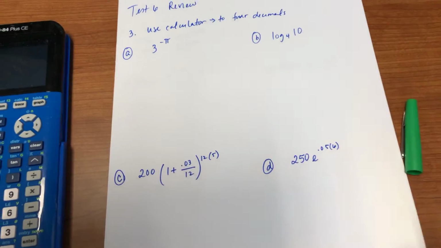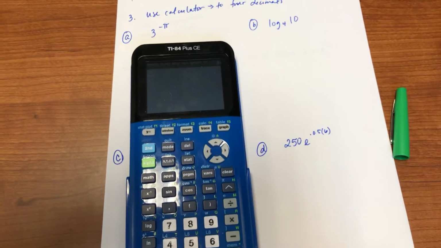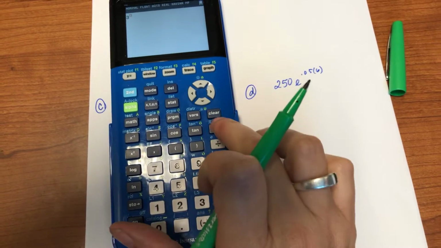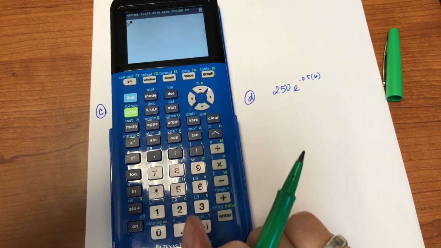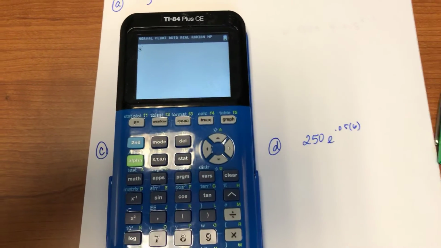So the first one is 3 to the negative pi. And so some people may or may not know even where the pi button is. So you put your 3 in. This little symbol will let you put an exponent, but notice right above it is also the pi symbol. So we're going to utilize that button twice. So notice I have the cursor on the icon, so you put a negative.